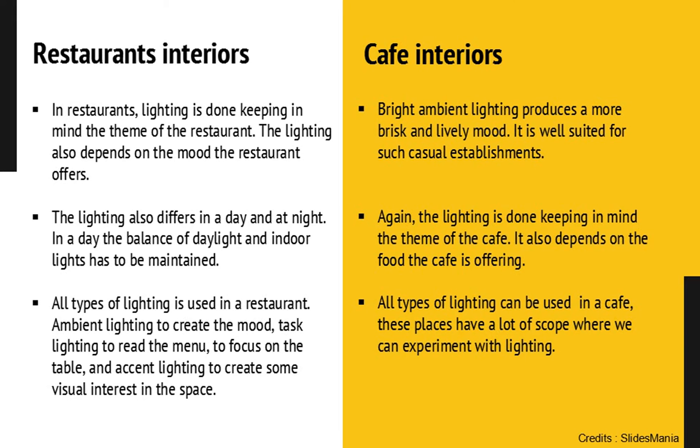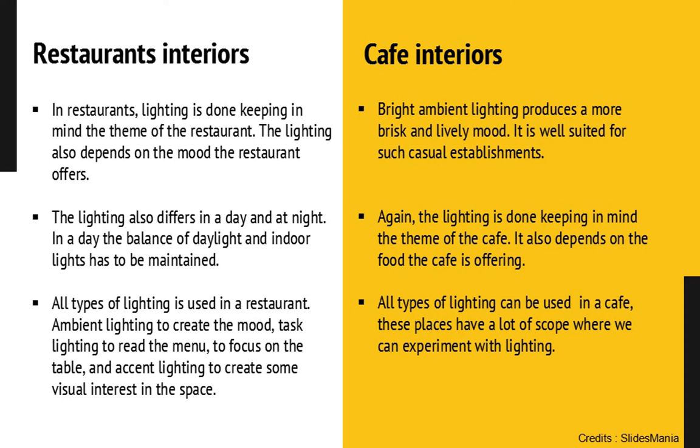The next is restaurant interiors. In restaurants, lighting is done keeping in mind the theme of the restaurant. The lighting also depends on the mood the restaurant offers. The lighting also differs in a day and at night. In a day, the balance of daylight and indoor lights has to be maintained. All types of lighting are used in a restaurant: ambient lighting to create the mood, task lighting to read the menu and to focus on the table, and accent lighting to create some visual interest in the space.